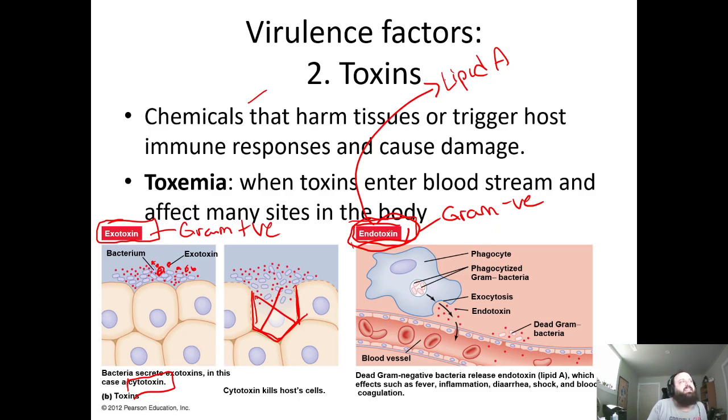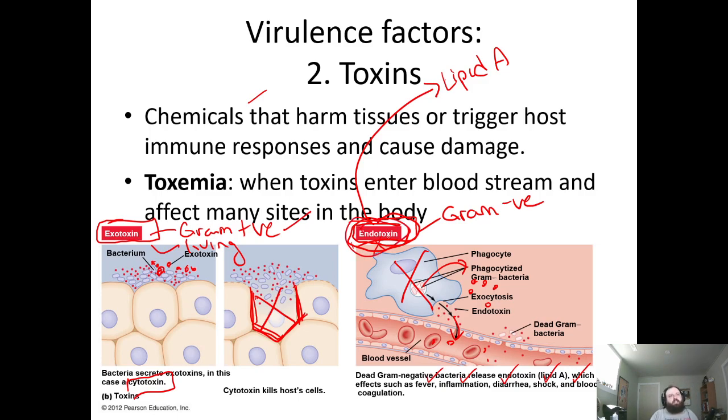The idea here is that the bacteria is not actively releasing endotoxin, but if you were to kill the bacteria, like say through phagocytosis, that would release the endotoxin, and the endotoxin then gets out into the body, will travel through your bloodstream, cause a toxemia, and cause a huge amount of problems, including fever, inflammation, diarrhea, shock, and abnormal blood coagulation. So a huge point of distinction, again, exotoxins are produced from gram-positive bacteria, they're produced from living cells, and their point is to destroy the target cell.